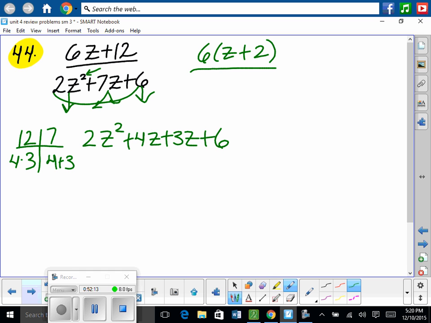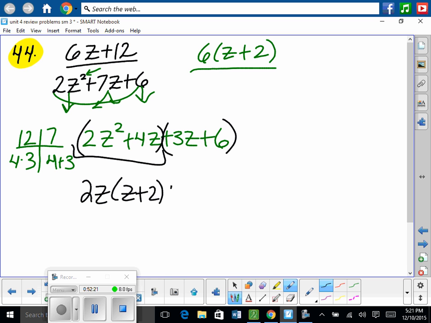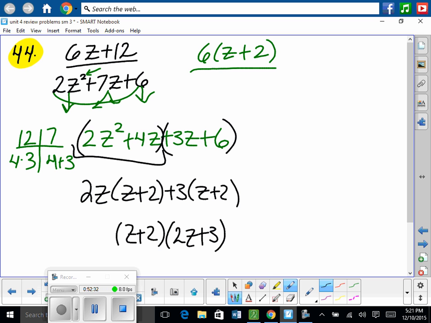So then I group the first two terms, second two terms. In this group, there's a 2z in common. Left is z plus 2. Factor out a positive 3. Left is z plus 2. Factor out our safe haven, z plus 2. And left is 2z plus 3. So that's what our bottom factored to be: z plus 2 times 2z plus 3.